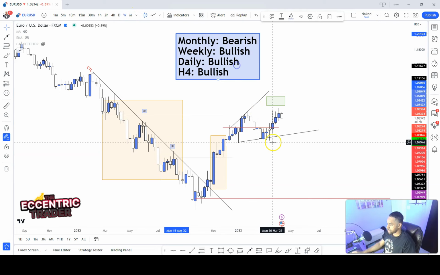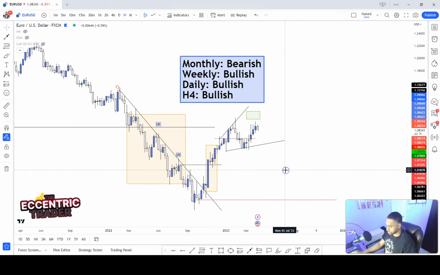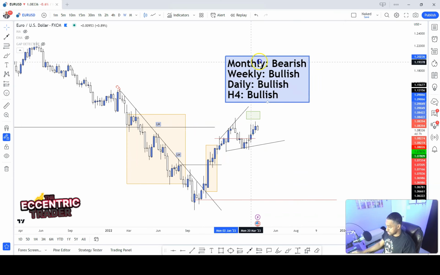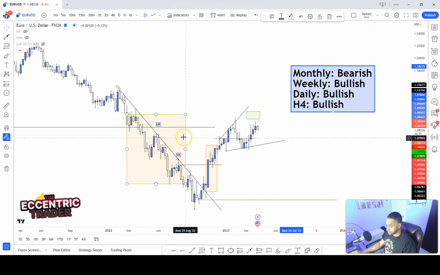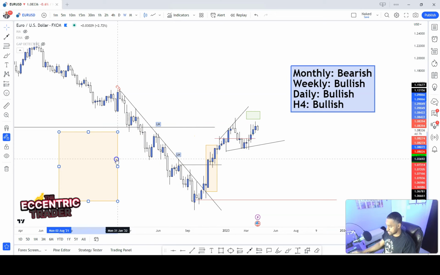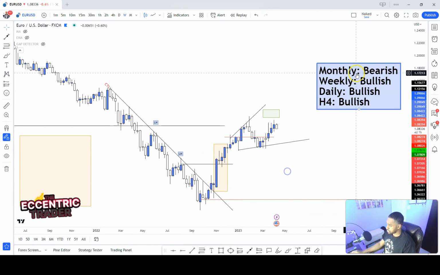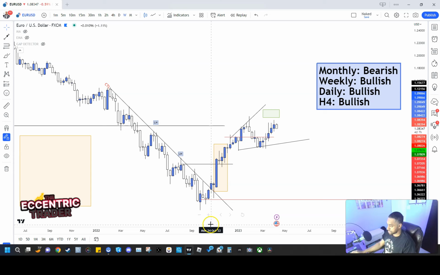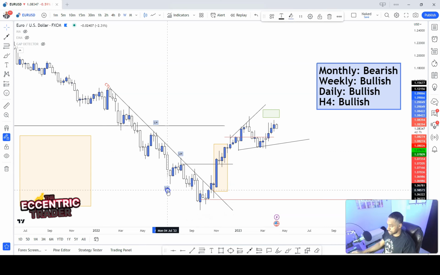All right, cool. So the weekly is bullish, right? And if you trade a trend, you know that a downtrend consists of lower highs and lower lows, right? So let me put that right here.